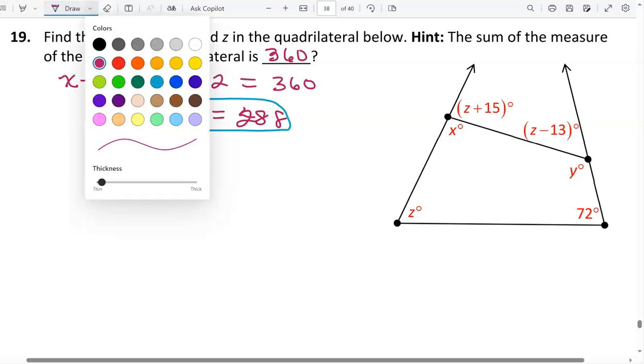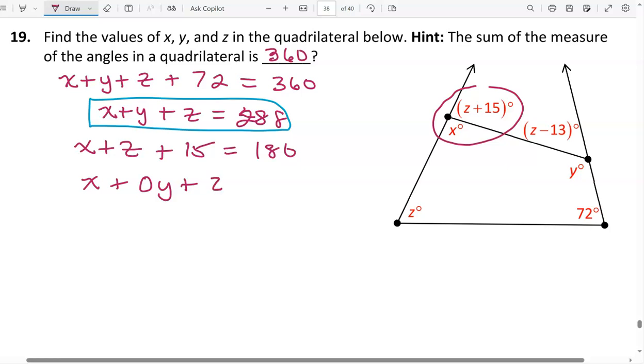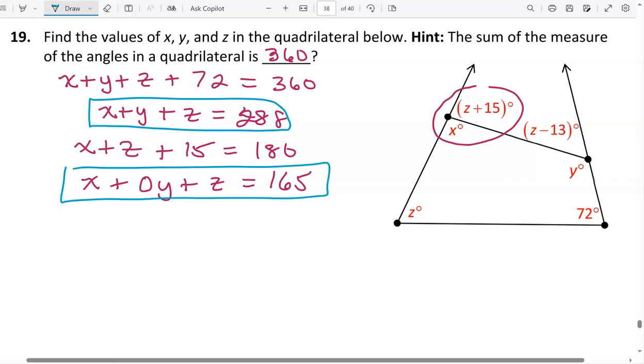And then a second equation can be written by identifying a linear pair of angles that add up to 180. So x plus z plus 15 is equal to 180. So in standard form, that's 1x, or just plain old x, plus 0y plus 1z is equal to 165. We have to subtract that 15 from both sides so that we have that standard form.